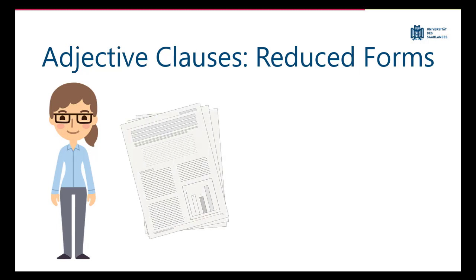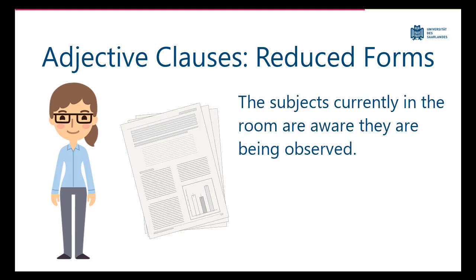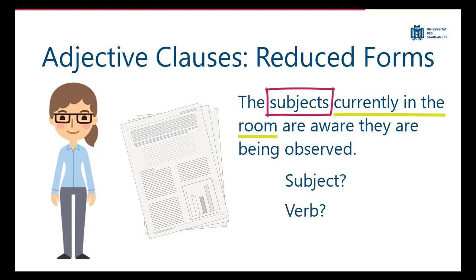She's getting the gist of the article and finding it interesting when she stumbles over a specific sentence. The sentence in question reads, "The subjects currently in the room are aware they are being observed." Linda understands the meaning of the sentence completely, but is curious about a particular portion of it. She knows the phrase, currently in the room, is describing the noun subjects, but isn't sure how, since she learned that adjective clauses need a subject and a verb. Eventually, she shrugs and moves on.